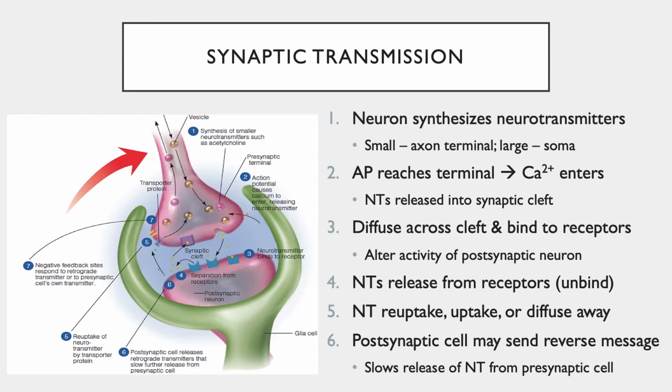So in step one, the neuron has to synthesize neurotransmitters so that they're available for release. Small neurotransmitters are created in the axon terminal itself, whereas larger neurotransmitters are created in the soma. Large neurotransmitters are also referred to as neuropeptides. We'll talk more about that in just a bit.